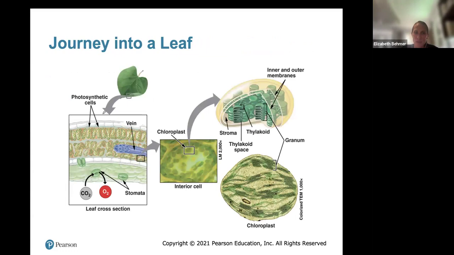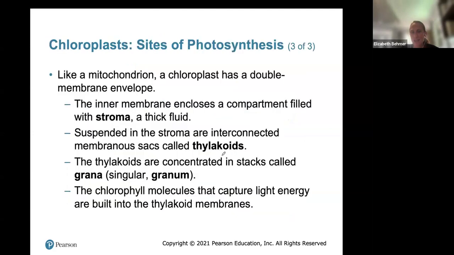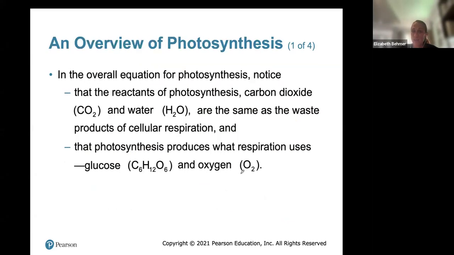So we have the journey into a leaf. We have photosynthetic cells, the chloroplasts. We have the pores that allow the light to come in, oxygen being released as a waste product, CO2 taking it in as a reactant. And there's a look at a chloroplast cell. Like a mitochondria, a chloroplast has a double membrane envelope. The inner membrane encloses a compartment filled with stroma, a thick fluid. Suspended in the stroma are interconnected membranous sacs called thylakoids, and these are concentrated in stacks called grana. And the chlorophyll molecules that capture light energy are built into its membranes.